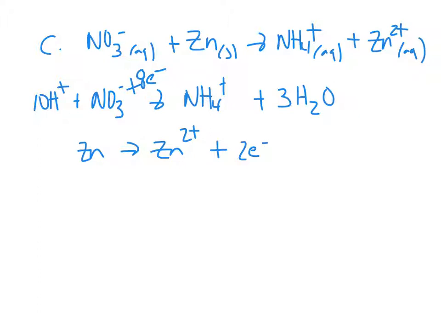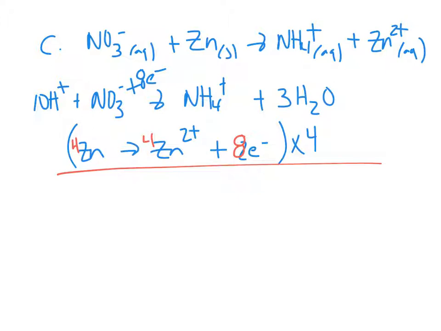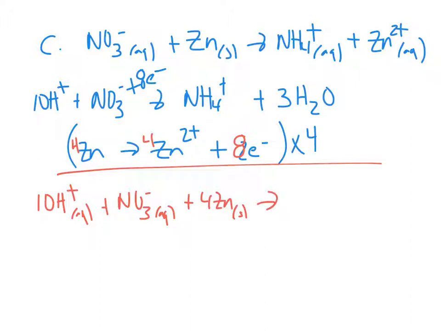But now before I can add the 2 equations, I'm going to have to get 8 electrons being lost by zinc in order for 8 electrons to be gained by the nitrogen. So what I need to do is multiply this whole equation by 4, which then makes this 4 zinc ions and 8 electrons. So now when I add it up, I'm going to have 10 hydrogen ions plus NO3 nitrate ion plus 4 zinc atoms in their solid state, forming 4 zinc ions plus NH4 and finally 3H2O.